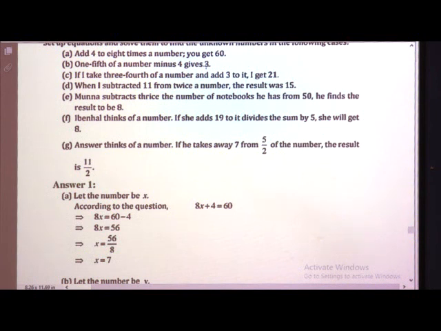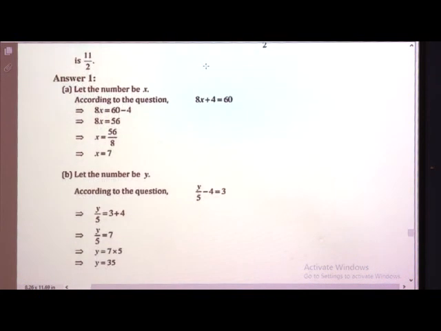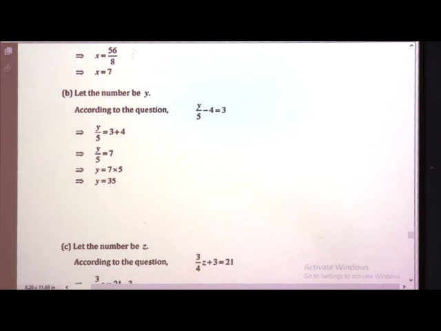We will see how to find the value of whatever variable we have taken. So step by step we will see here. Let the number be y. According to the equation we formed, y upon 5 means it is 1/5 of a number. The number we are considering as y, minus 4 is equal to 3. This equation we formed from the statement. While reading the statement we got to know how to get an equation. So this is the equation we get from the given statement.